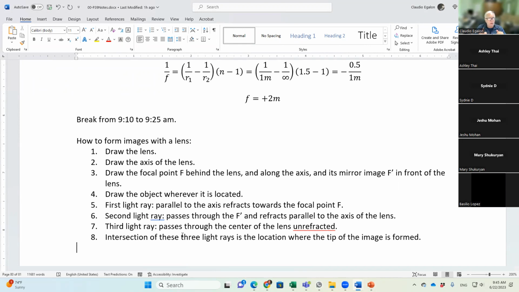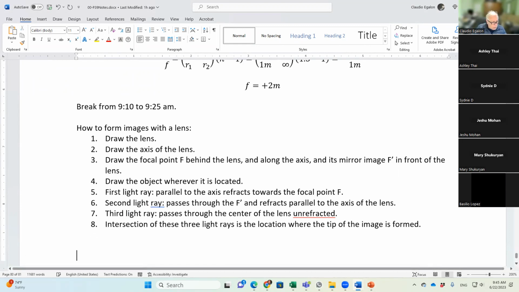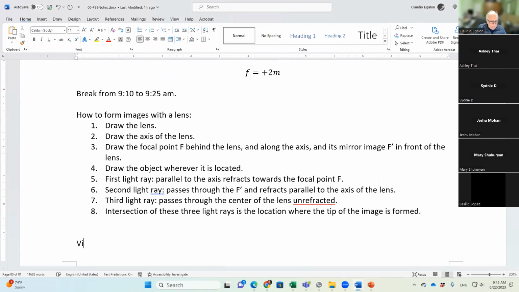A virtual image for a lens, you're always going to see it not behind, but in the same position as the object. That's the important difference here. Okay, let's write it down. Virtual images cannot be projected onto the surface of a screen.